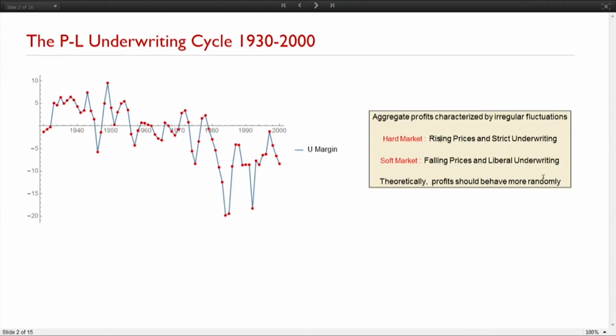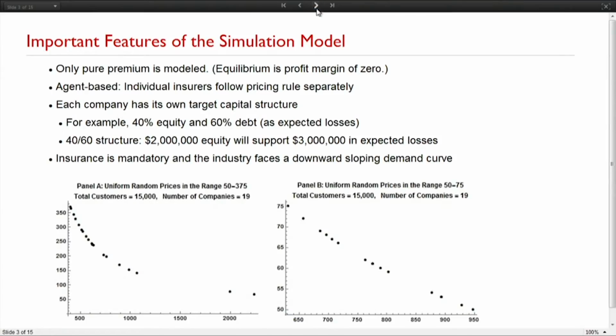Theoretically, profits should behave more randomly. This is why the underwriting cycle becomes of interest, because theoretically the profits should behave more randomly because the losses are very random. Losses are very random. But you can see that there is a cycle there. So what I did is I created a simulation, and then I needed to figure out if my simulation was sort of accurate. You know, is it representative of what really happens?